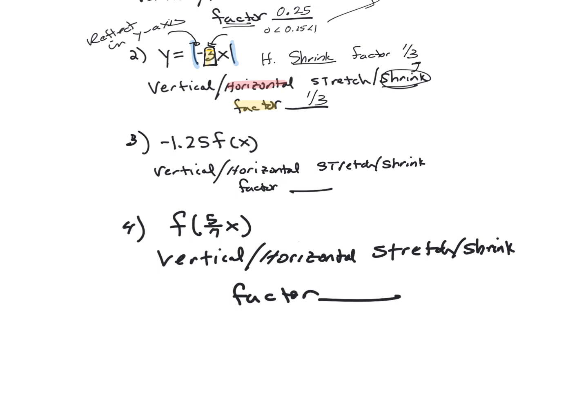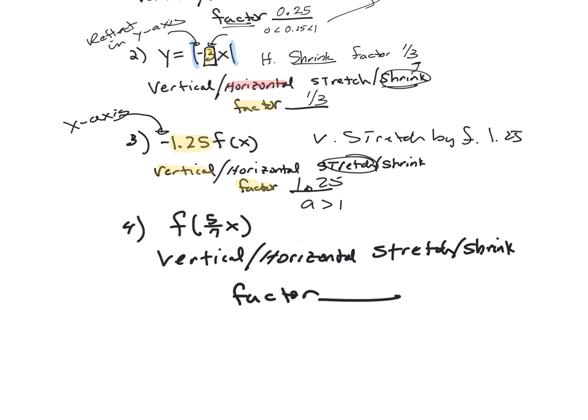Is the factor inside or outside? So what are we multiplying by? Remember, factor is just a fancy word for what you're multiplying by. So 3 times 4, 3 and 4 are called factors. So 1.25 is what you're multiplying by, and it's outside, so it's vertical. And do not say negative 1.25, because remember, the negative is a reflection in the x-axis, because it's outside, so don't type in the negative. So the factor is just 1.25, which is bigger than 1, therefore it is a stretch. So it's a vertical stretch by a factor of 1.25.